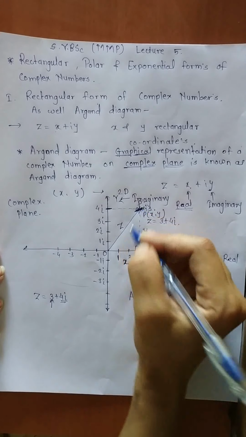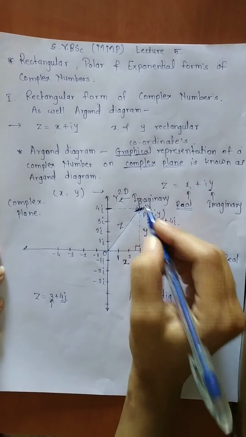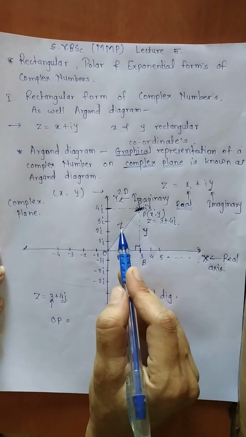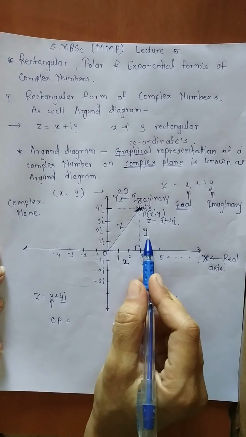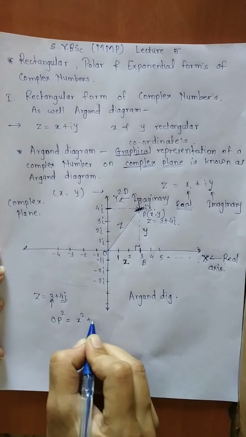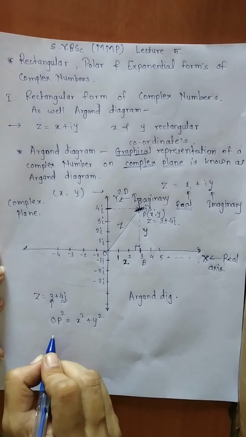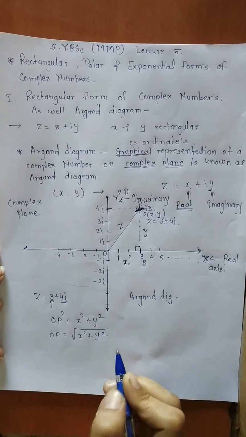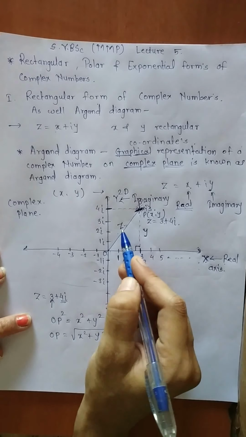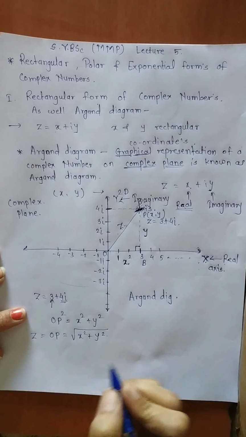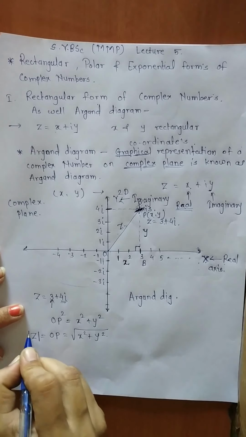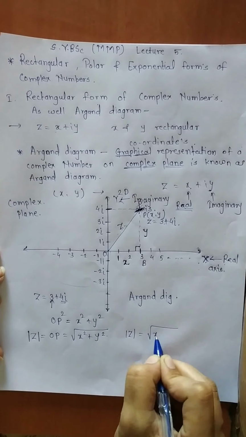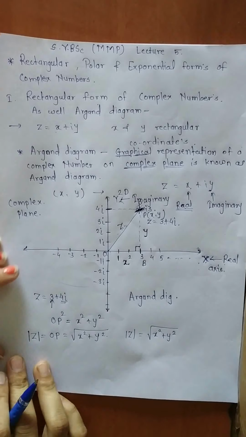The magnitude of OP, how can we calculate it? By using Pythagoras: OP square is equal to x square plus y square. So OP will be under root x square plus y square. And what is this OP equal to? Z. That means this is equal to Z, and this is nothing but the magnitude of Z. So mod Z is equal to root x square plus y square.